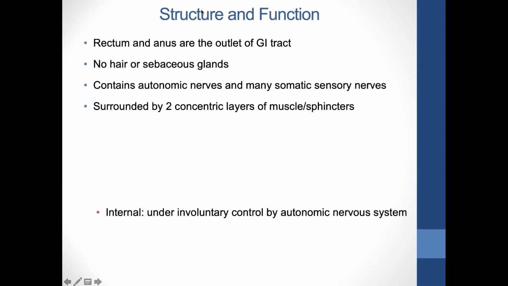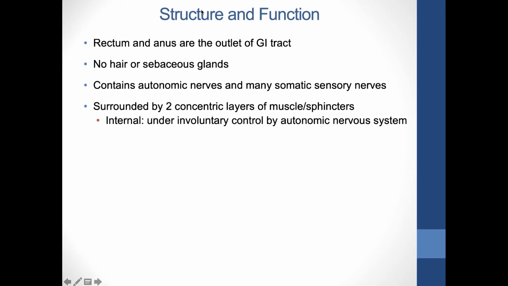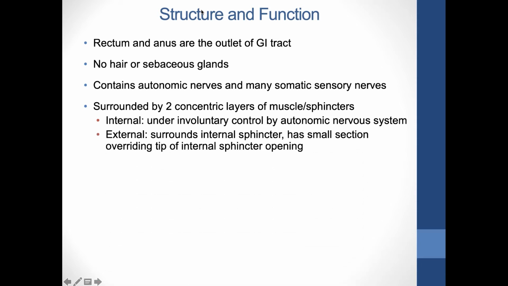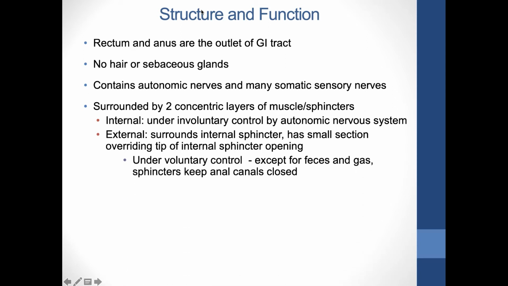These are sphincters. One is an internal sphincter that has involuntary control, which is controlled by the autonomic nervous system. And then the external sphincter surrounds the internal sphincter, and there is a small section that overrides the tip of that internal sphincter at the opening. This is under voluntary control. Except for feces and gas, the sphincter keeps the anal canal completely closed.